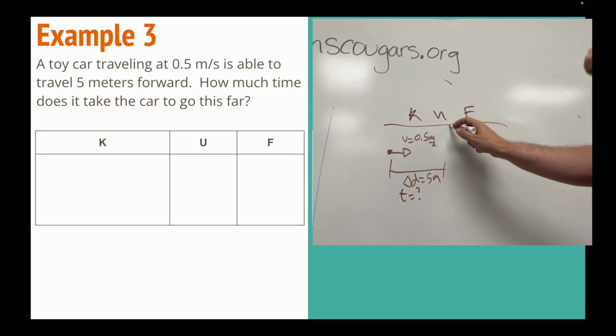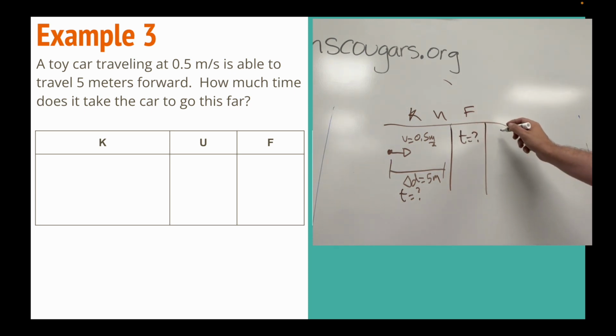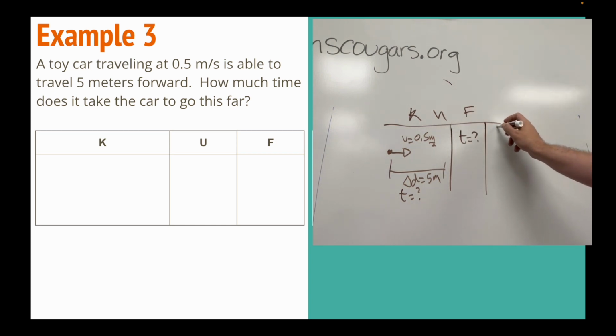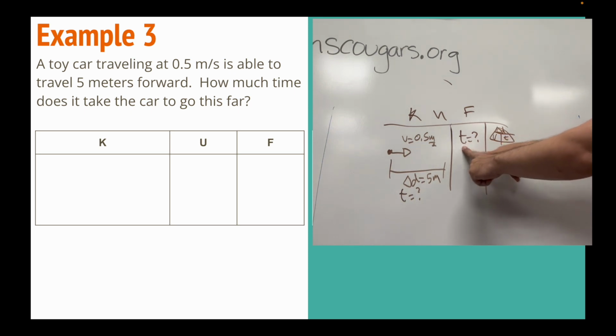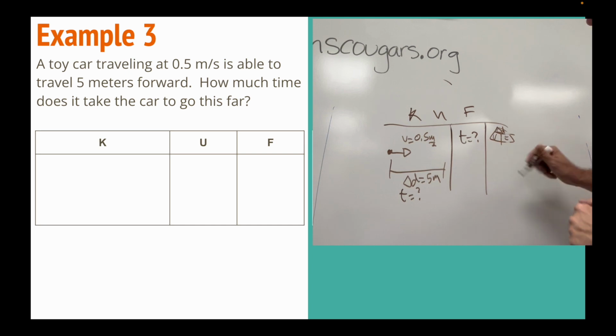What's our unknown? We're looking for time. Time equals question mark. What's our formula? Sorry, my letters are off a little bit, but it's okay. Triangle, V, delta D, and T. So what do we cover up? Cover up the T. What are we left with? Delta D divided by V. So T equals delta D divided by V.